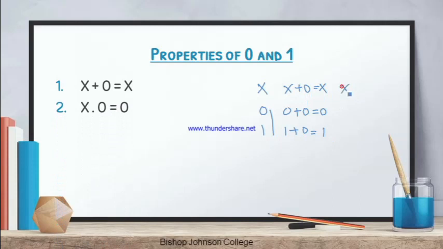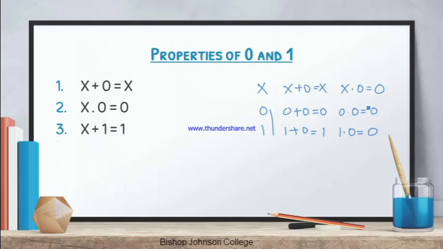Next, X dot 0. When X is 0, it is 0 dot 0, and when it is 1, it is 1 dot 0. And 0 dot 0 result is 0, and 1 dot 0 result is 0. So you can say in any situation, for any value, 0 dot anything will always be 0.